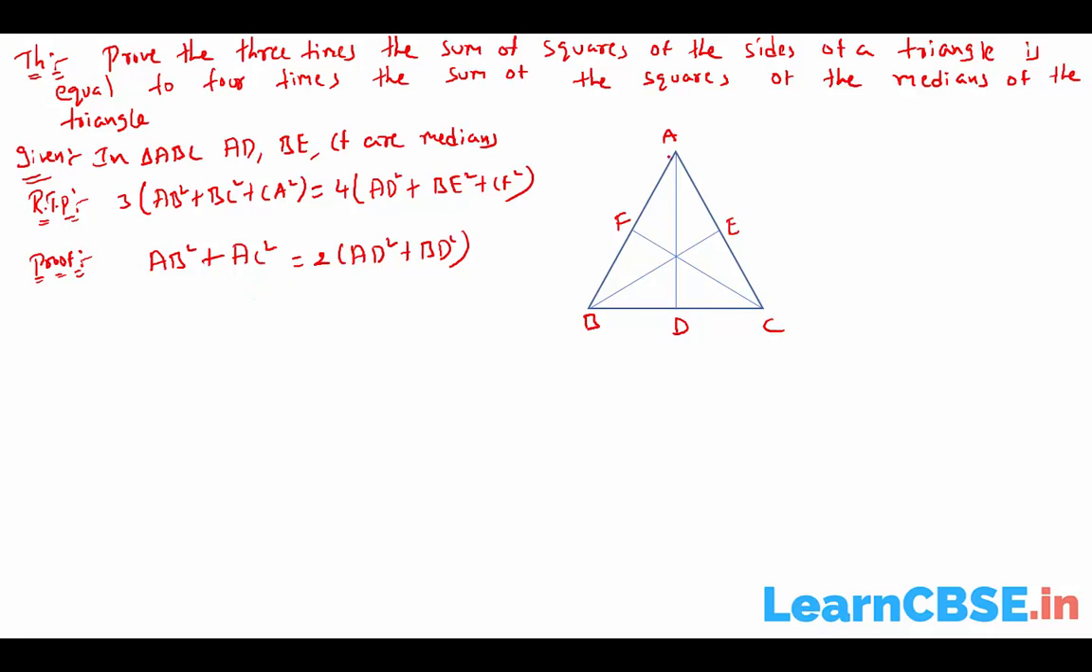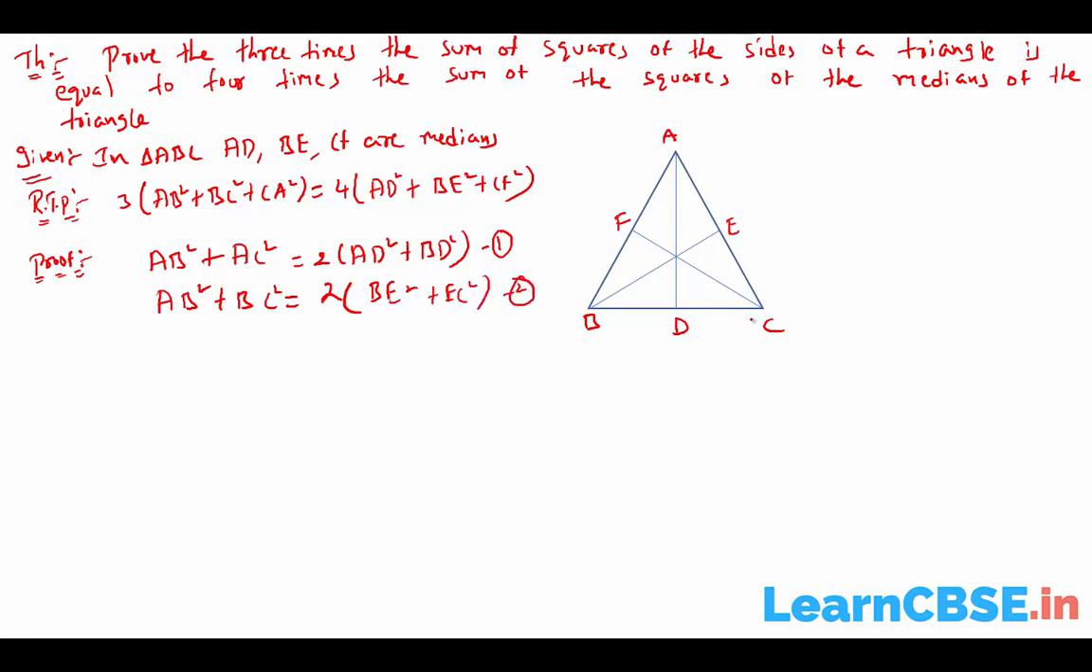What is the previous theorem? The sum of the squares of any two sides must be equal to twice the sum of the squares of half of the third side plus the median on the third side, AD square. Call it one. If I take AB and BC as the first two sides, AB square plus BC square equals 2 into (BE square plus EC square), where EC is half of AC.